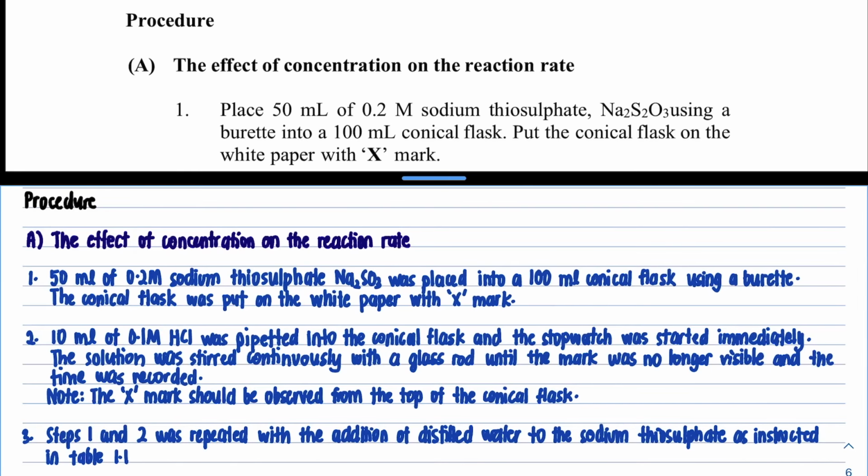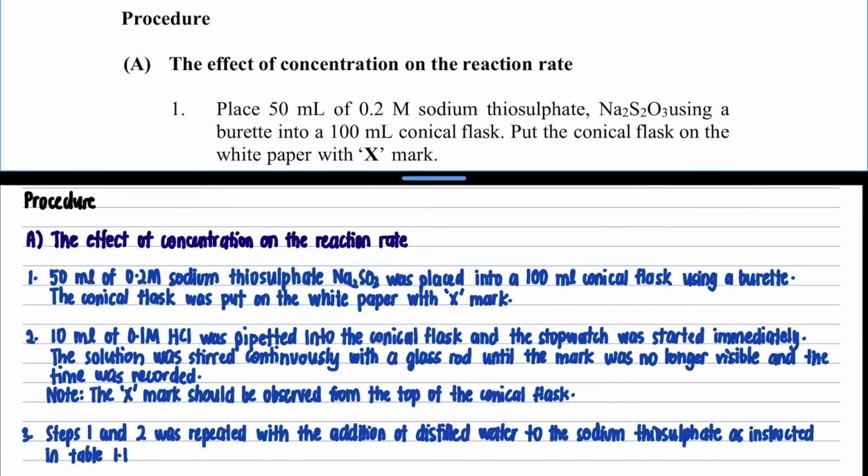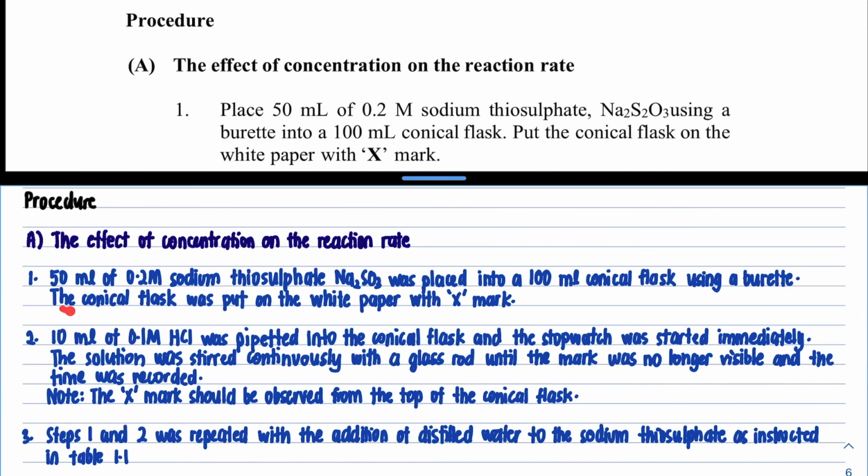So here I changed it to: 50 ml of 0.2 molar sodium thiosulfate was placed into a 100 ml conical flask using a burette. So the first sentence, you have changed it into past tense. Make sure the second sentence, we also make it passive and change it into past tense. Here I have written: the conical flask was put on the white paper with the X mark. So that's for number 1.